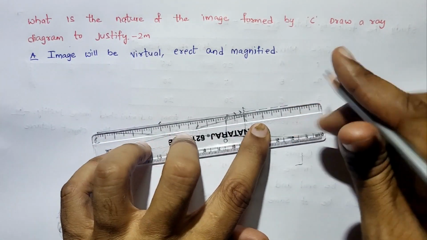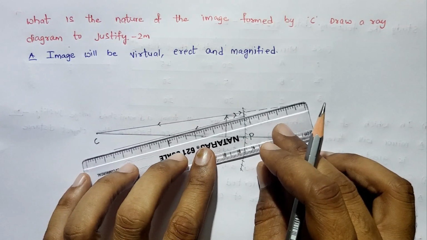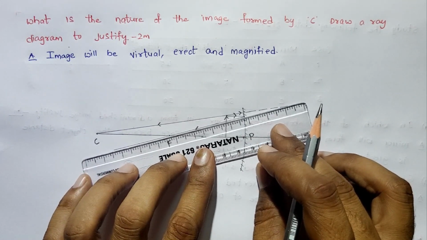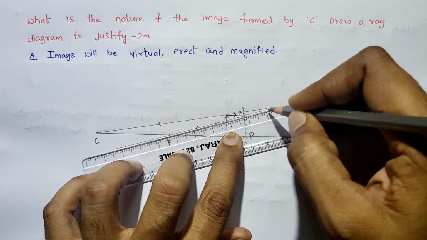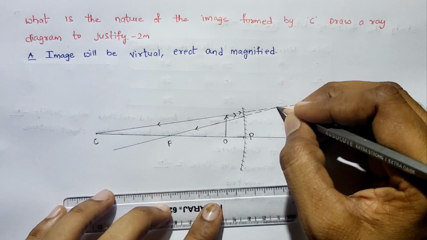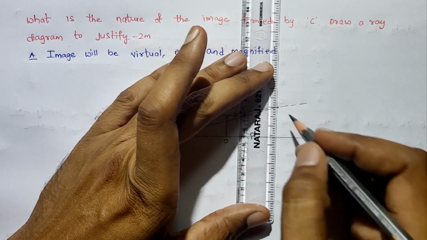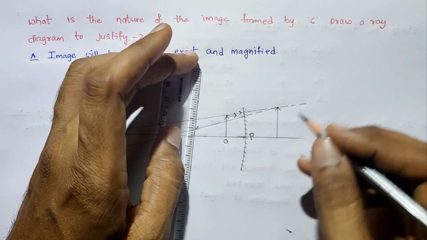One reflected light ray extended back. And this is another reflected light ray, this also I have to extend back. See, I have extended back. So they both met at this point. This point should be named as image.